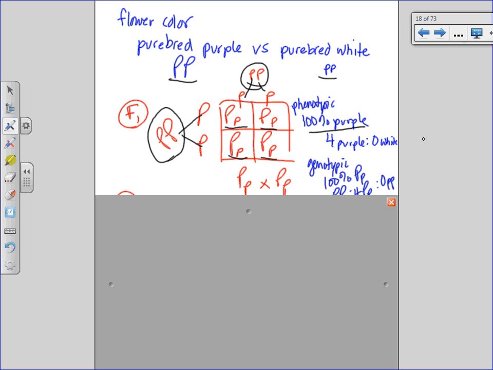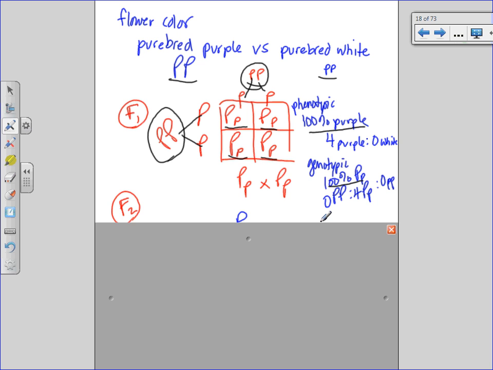That would be, because it's what you see, the phenotypic ratio. The genotypic would be 100% big P, little p, or 4 big P, little p to 0 big P, big P and 0 little p, little p.